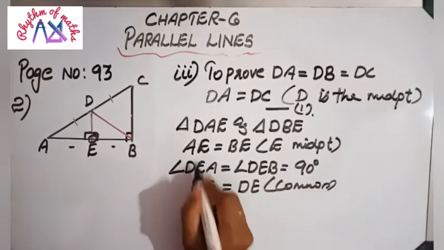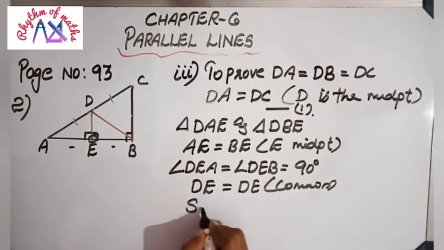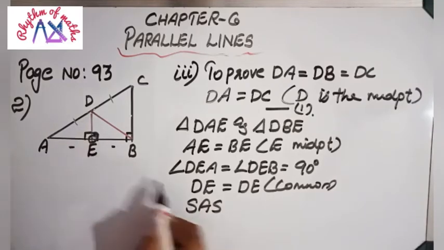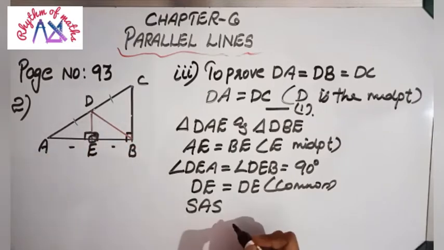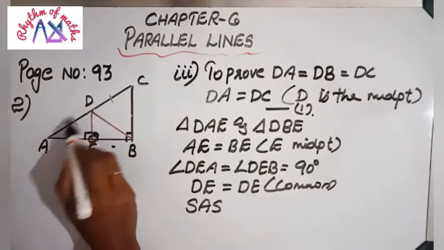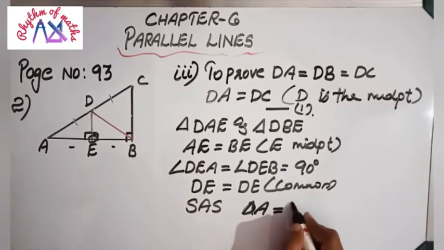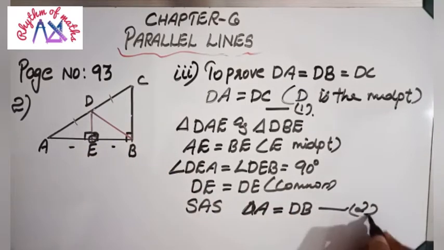So we got two sides equal and the angle between them equal. So SAS, side angle side. Two sides equal and the angle between those two sides also equal. Therefore, the third side will also be equal. Which is the third side? The third side is AD or DA, both are the same. DA equals DB. This is the second equation.